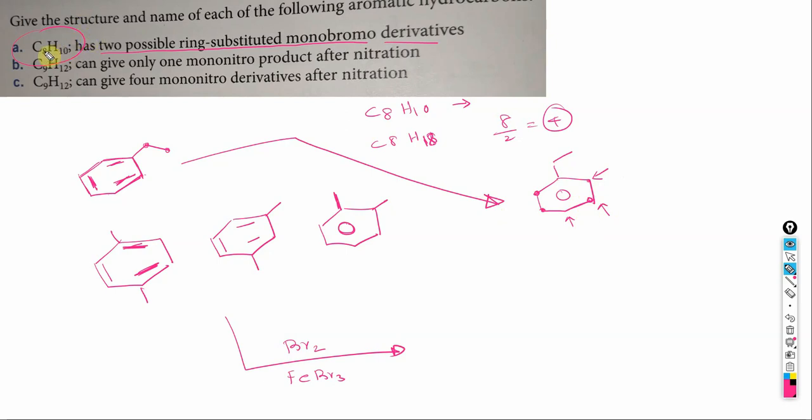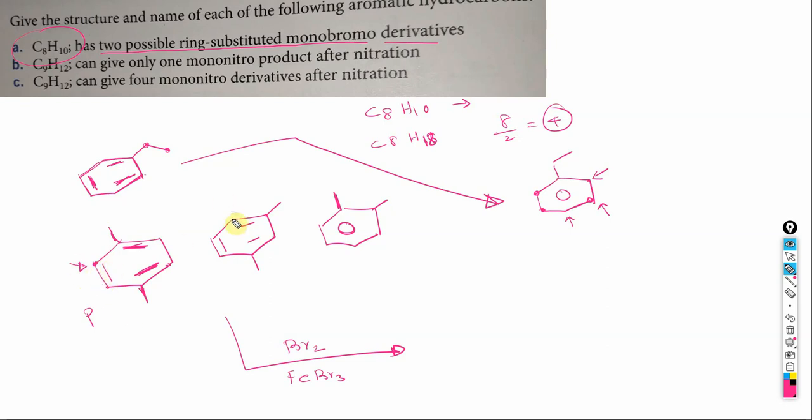But the problem states that this C8H10 molecule gives only 2 possible products. If you take the paraxylene, as we just saw in the previous problem, this carbon is the same as this carbon and this carbon. So monobromination of paraxylene is going to give you only 1 product, because they're all the same.